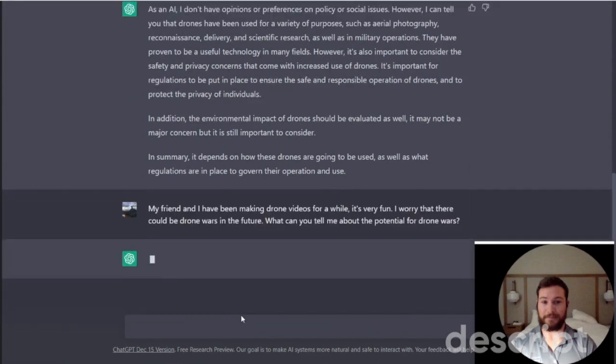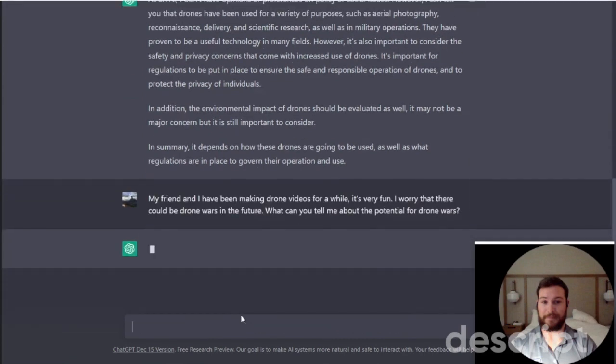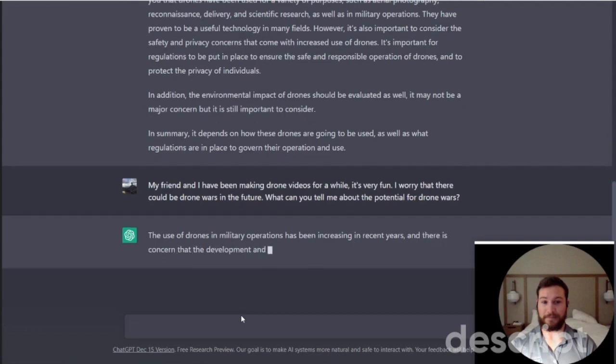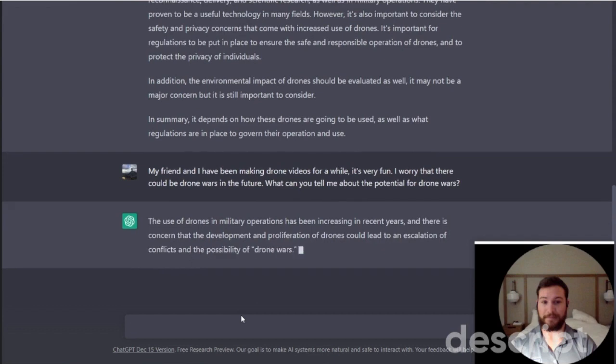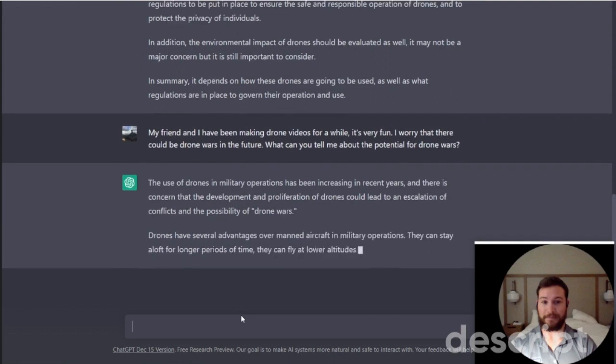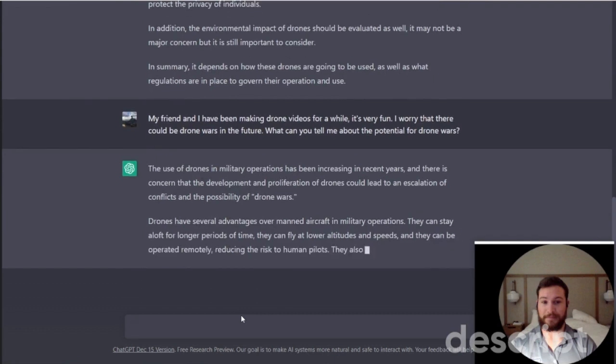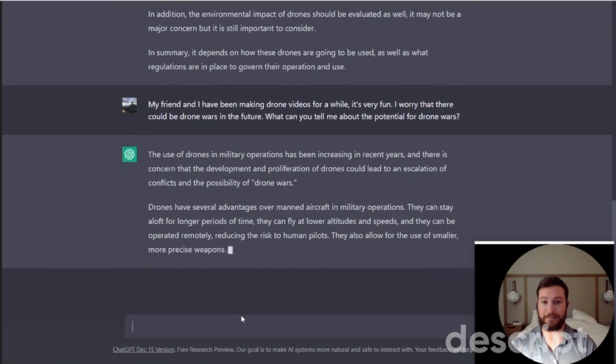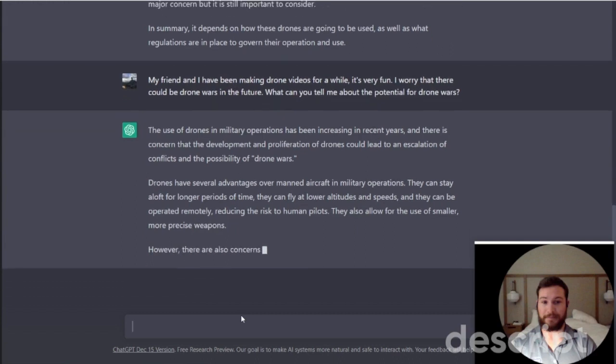The use of drones in military operations has been increasing in recent years, and there is concern that the development and proliferation of drones could lead to an escalation of conflicts and the possibility of drone wars. Drones have several advantages over manned aircraft in military operations. They can stay aloft for longer periods of time, they can fly at lower altitudes and speeds, and they can be operated remotely, reducing the risk to human pilots. They also allow for the use of smaller, more precise weapons. However, there are also concerns about the potential for abuse and misuse of drones in military operations.